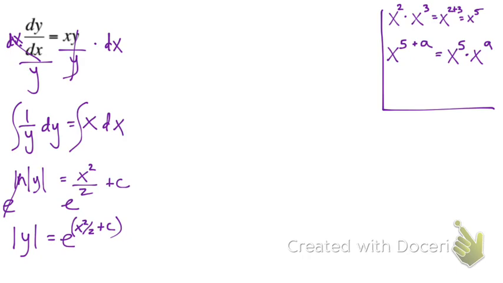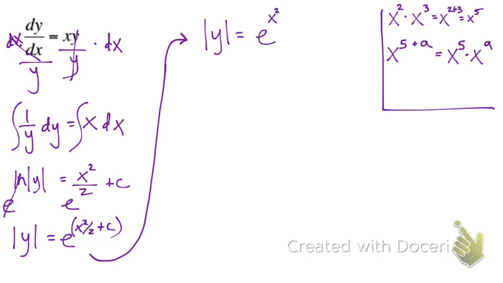So here's what I'm going to do with this. Take this and restart it up here. We have the absolute value of y is equal to e to the power of x squared over 2 plus c. Since I'm adding things in the exponent, I can split that up into two different factors like this. Similarly to how I did this one, if I was adding two things, I could do x to the 5th times x to the 9th, or x to the a, I mean.